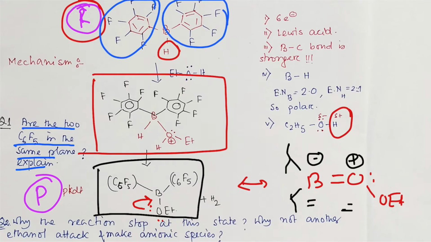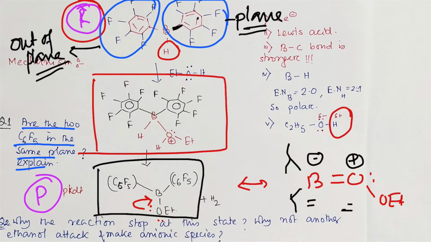What do I mean? One phenyl group obviously remains in plane with the boron and donates its electron density from this benzene ring to boron, and another remains out of plane. Okay, so in this way they can avoid the severe steric repulsion.